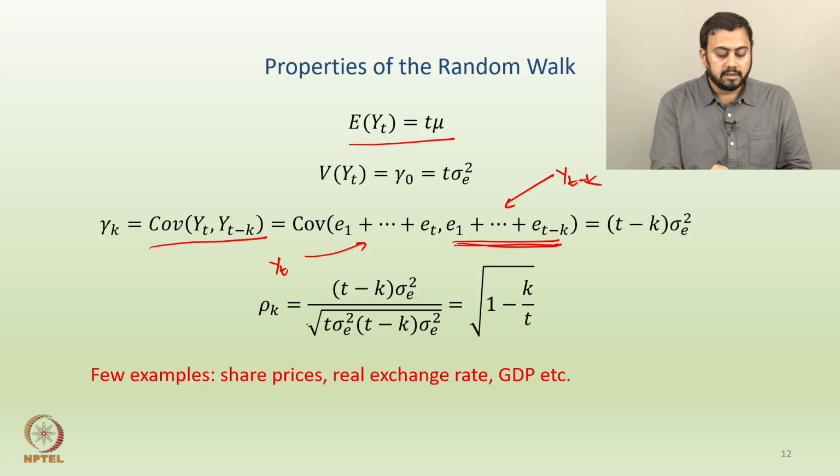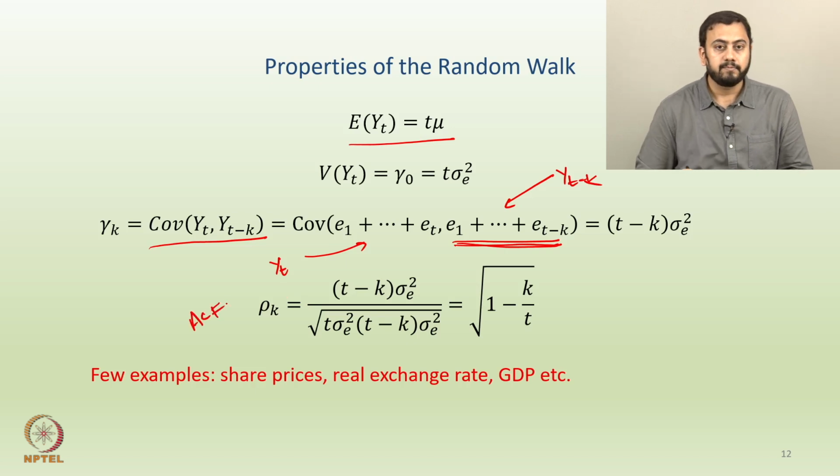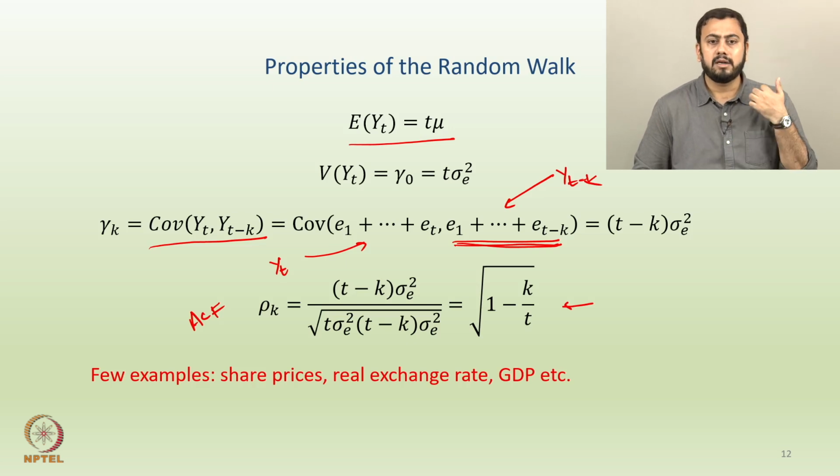And now the last step is to find out rho k, the ACF function. By the way, this is nothing but the ACF function of the random walk. As per the formula, ACF is gamma k divided by the square root of both the variances. So T minus k into sigma square E divided by the square root of T sigma square E into T minus k into sigma square E, which reduces to this function. And the last line gives you a few examples where one can try to model a random walk, for example share prices or real exchange rates or GDP of a country and so on.